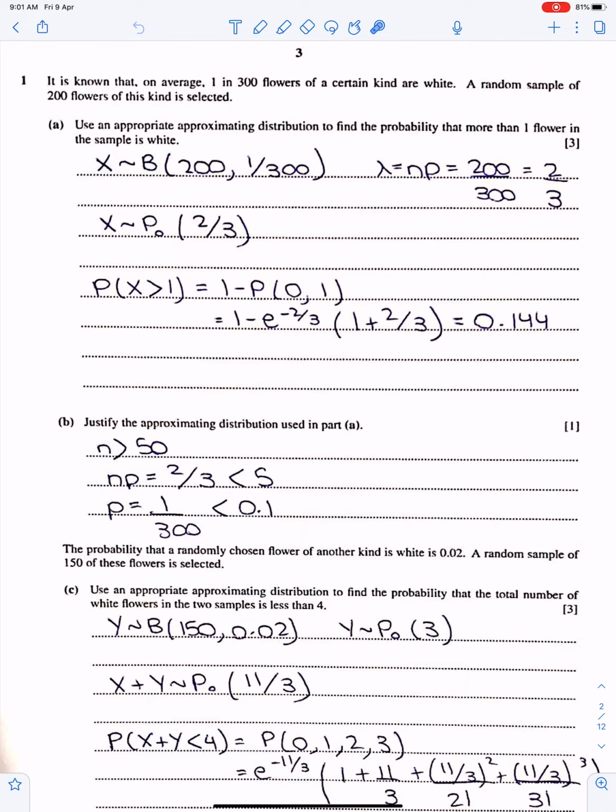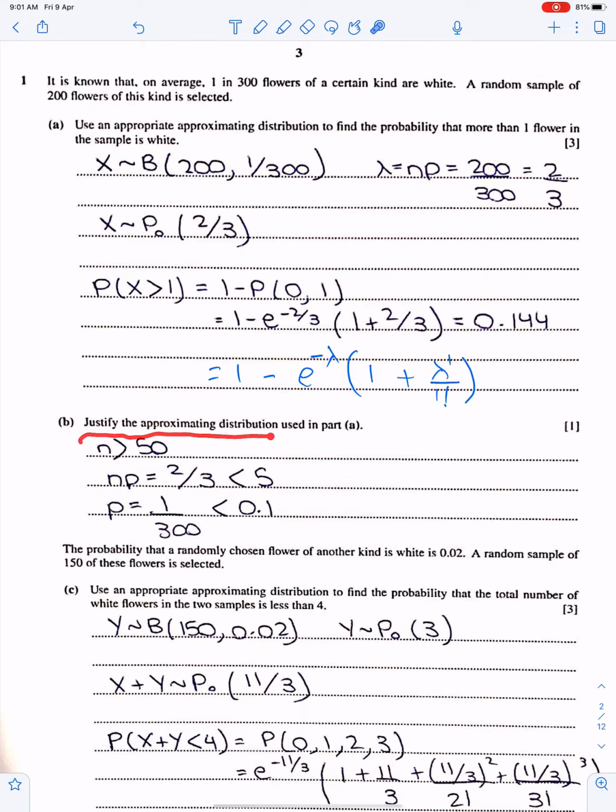And you all know how to calculate probability in Poisson. 1 minus e power minus lambda, and this 1 is for this 0, and for this one we have 2 upon 3. This is the format. 1 minus e power minus lambda, 1 plus lambda power 1 over 1 factorial. I hope you all know how to do this calculation.